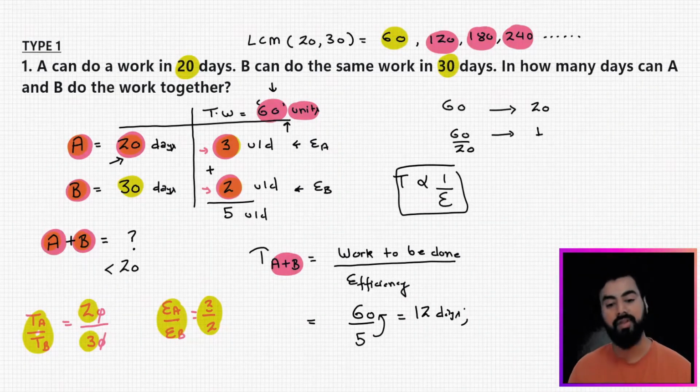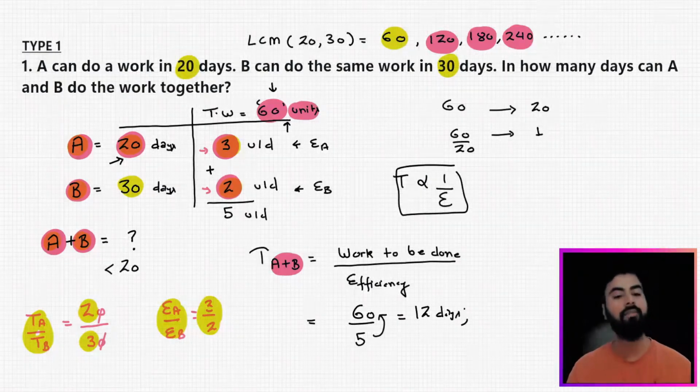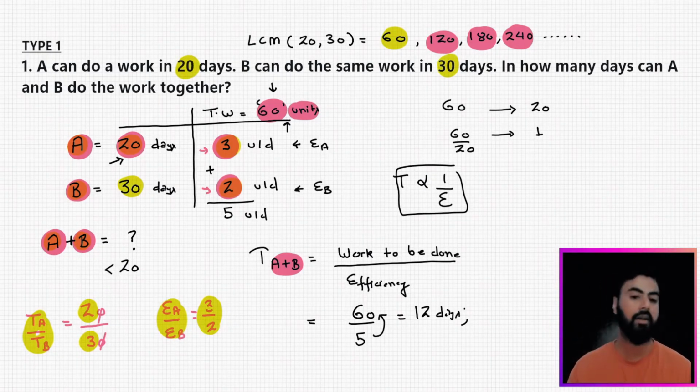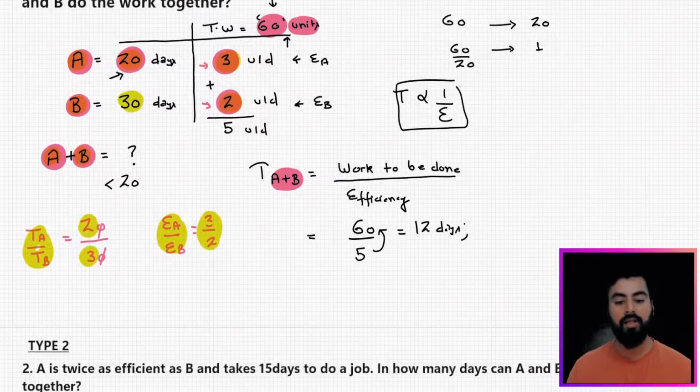और अगर मुझे एफिशिएंसी का रेशियो पता है, I can find out the ratio of time by inverting its ratio. Simple. So that is one important thing which I want you to remember, because this is something which we are going to use in the coming questions. Okay, let me show you another problem now.